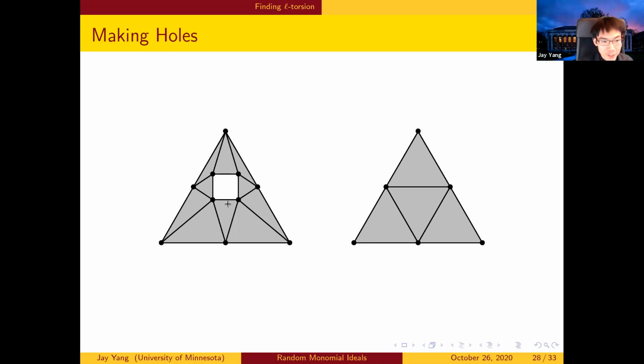And in particular, you might notice that this hole is square. And it's important the hole is square, because otherwise it would be forced to be filled in. If it was a triangle, it would be forced to be filled in. Right? Now we need to glue these holes together.